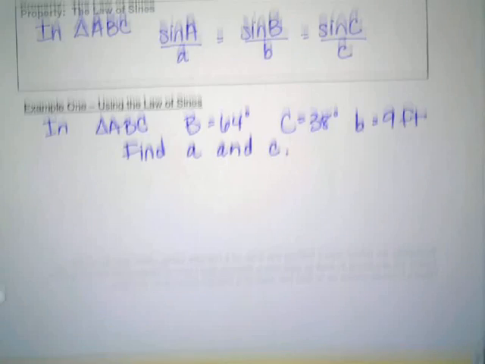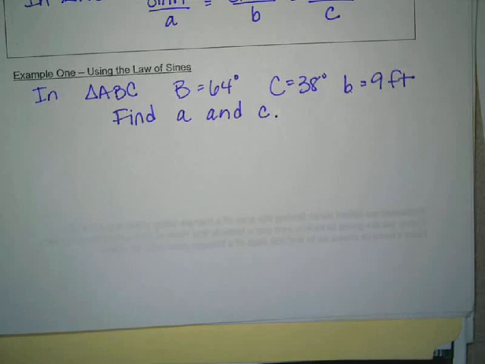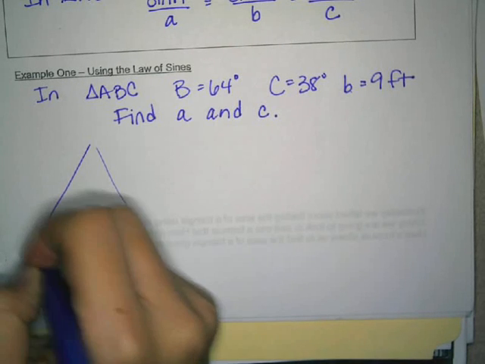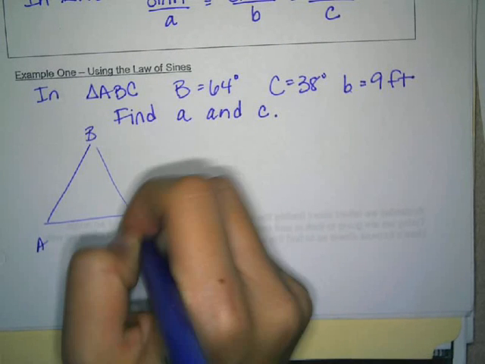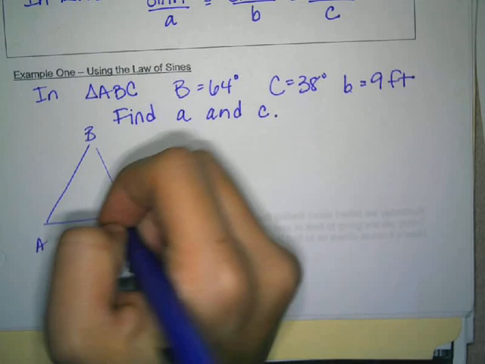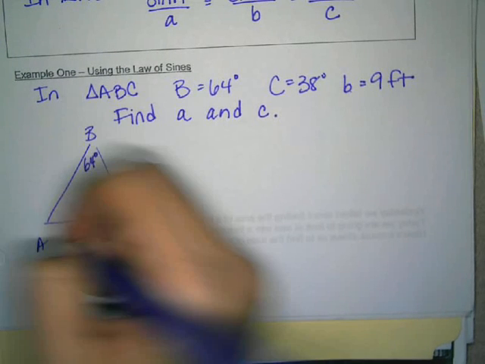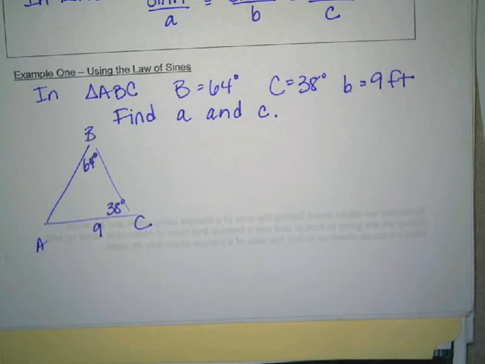So I'm looking for what information here? Angles or sides? Sides. Okay, so I'm going to draw a triangle. A, B, C. 38 degrees here, 64 degrees here, and this side is 9 feet.